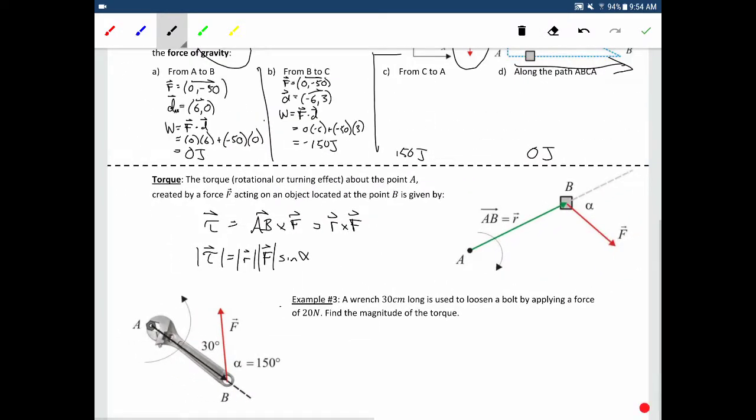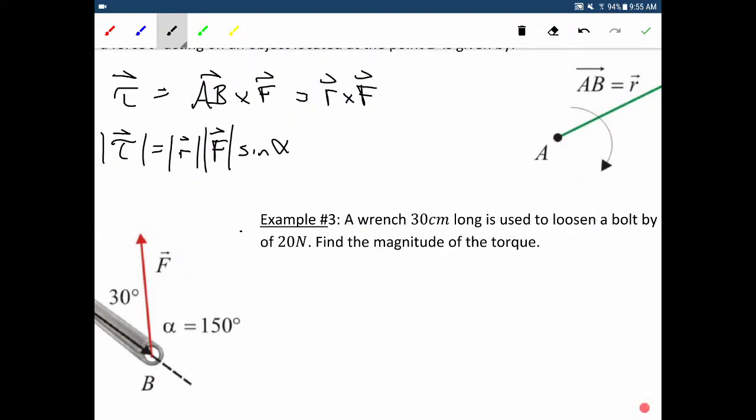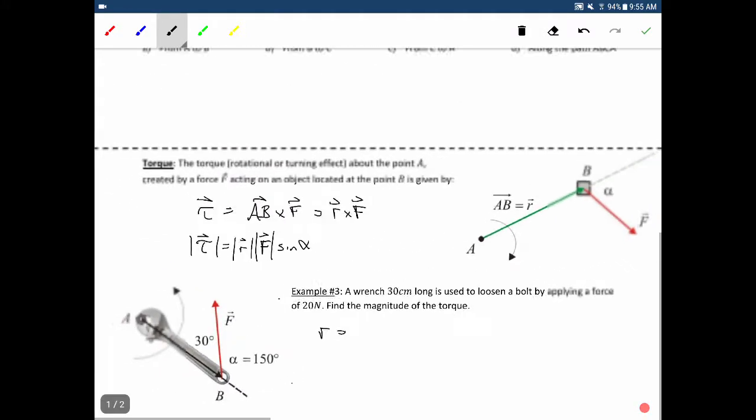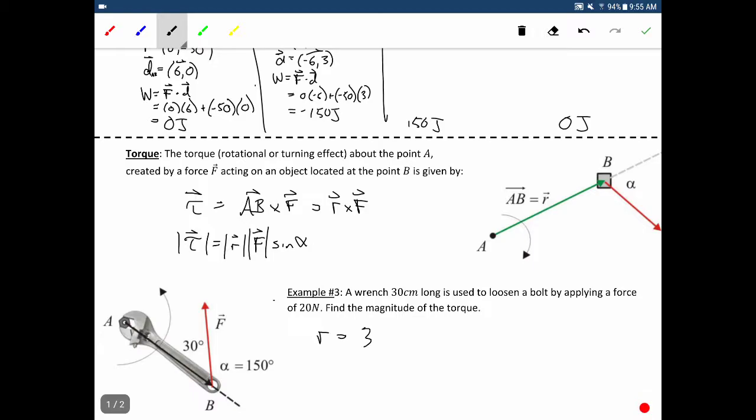So we've got a wrench here, okay, and the wrench is 30 centimeters long. It's used to loosen a bolt by applying a force of 20 newtons. Okay, and it's all labeled in there, you can see. So, first of all, we're going to find the magnitude of the torque. Let's just find the magnitude of the radius anyway. So the radius, which is from A to B, is going to be the 30 centimeters. That's just the length of the displacement between A and B.